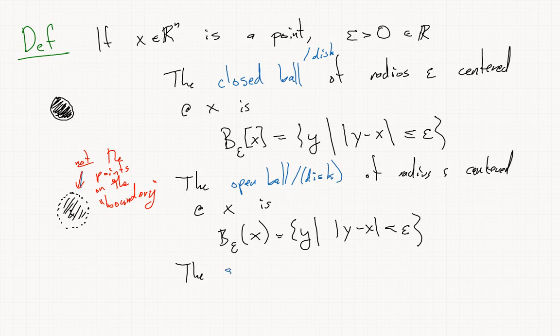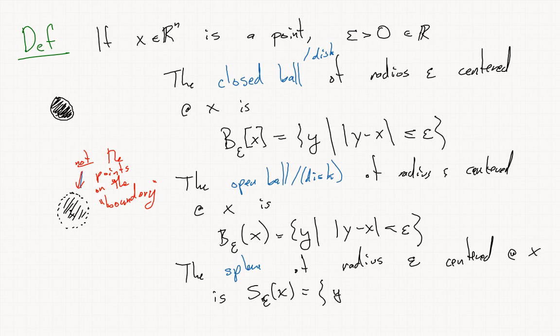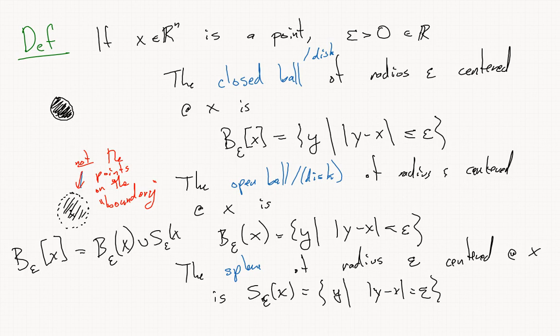And then the sphere of radius epsilon centered at x, this could be written S epsilon of x, and this is all y such that the distance from y to x is exactly epsilon. So the closed disk, the closed ball, is equal to the open ball union the sphere. Again, we're not going to use these notations throughout the course, but it's helpful for introducing the concepts.